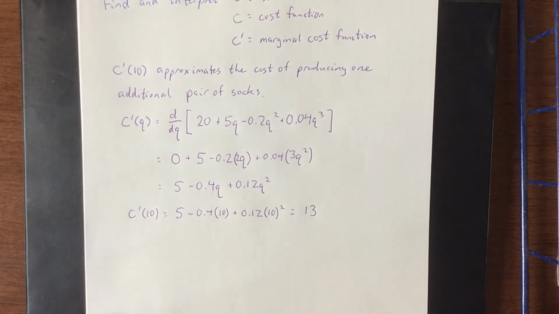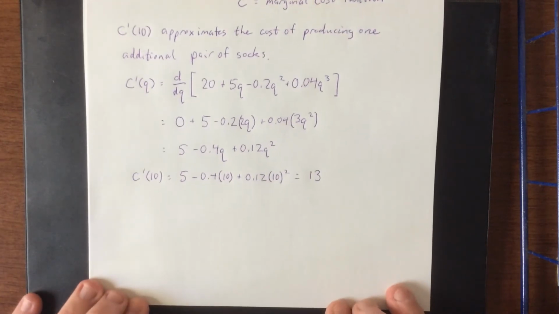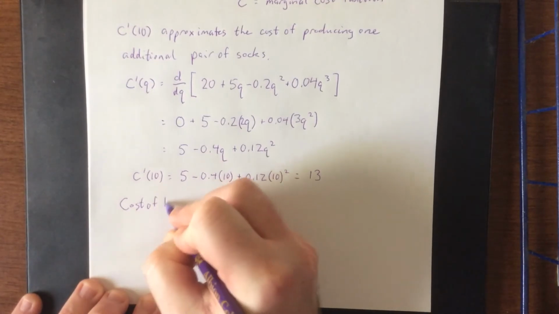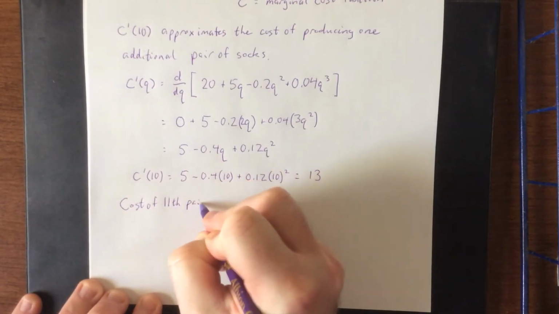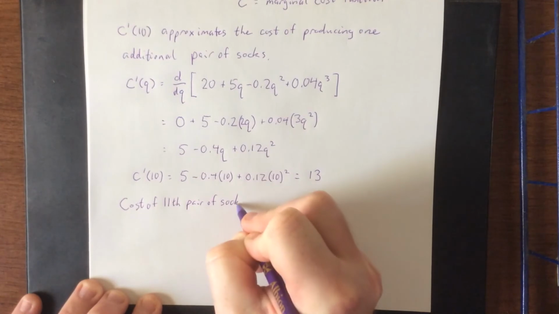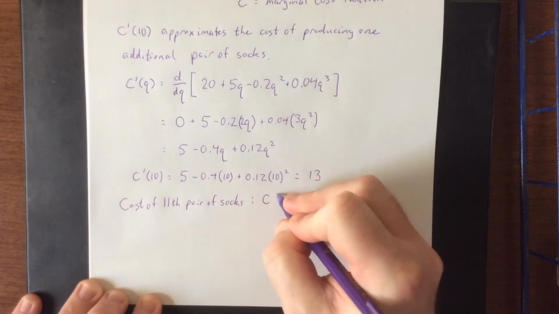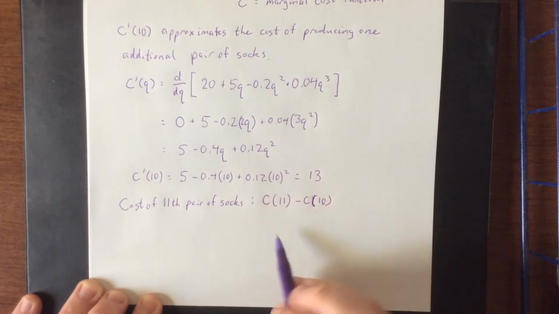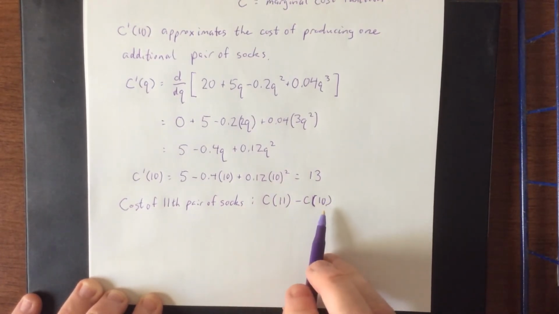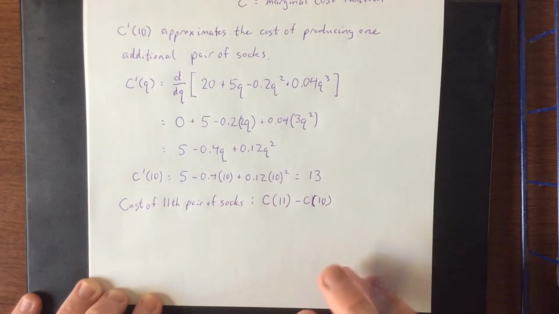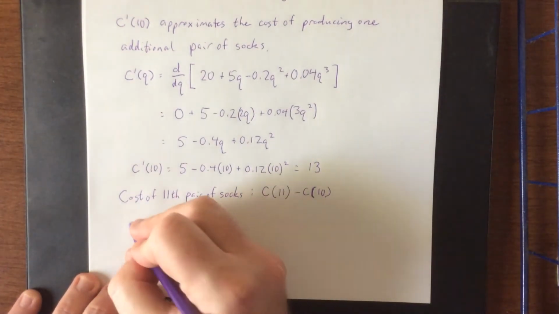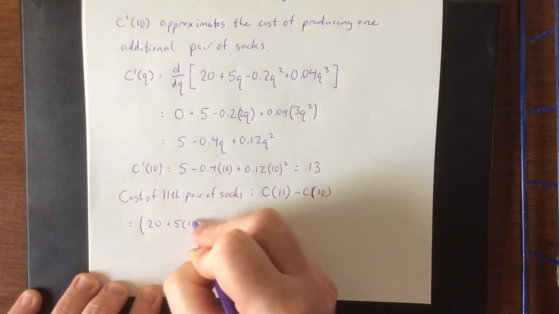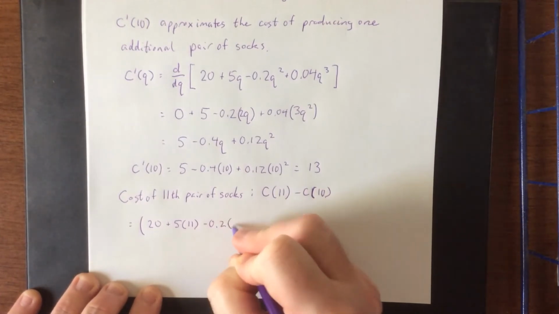Now with that in mind, let's see how it actually compares to approximating the cost of the 11th pair of socks. So that would be equal to C of 11 minus C of 10. That's the cost of producing 11 pairs of socks minus the cost of producing 10 pairs of socks. Therefore, that would be the cost of producing just the 11th pair of socks. So that would be 20 plus 5 times 11. This is going back to the original function, not to the derivative.